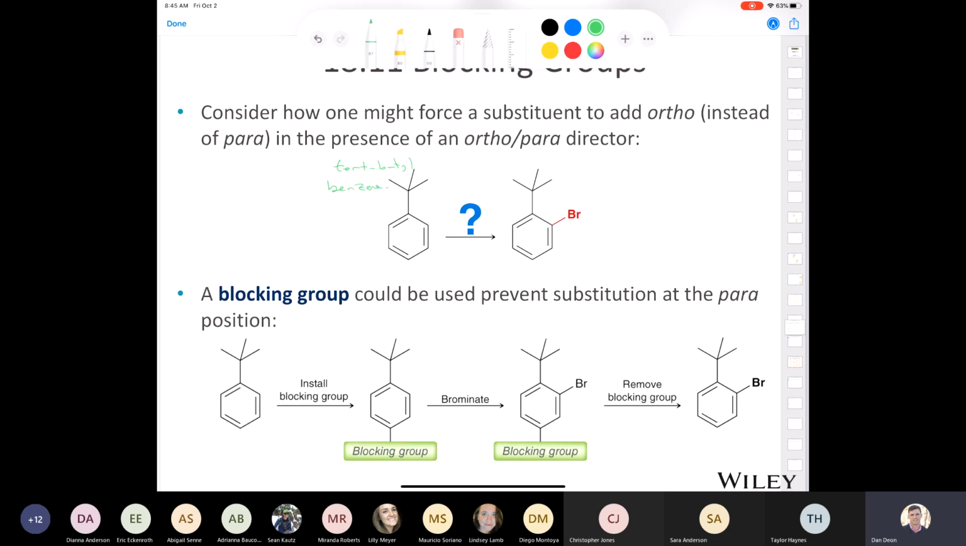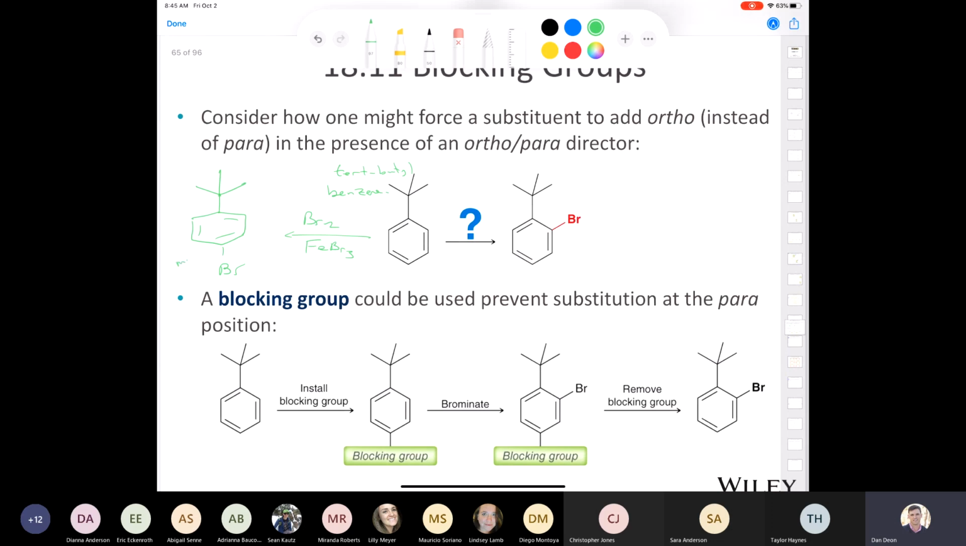Well, we know that if we were to brominate this, if we were to just treat this with bromine and iron tribromide, based on sterics, we're by far going to get the para substitution as the major product. Why? Because this big old tert-butyl group is so sterically hindering. Okay, we're going to get this as the major product. Major. How would I go about getting the ortho product? There's got to be a way, or you wouldn't be talking about it, Mr. Deon. Oh, there's a way.